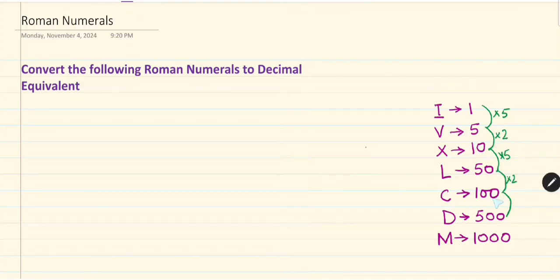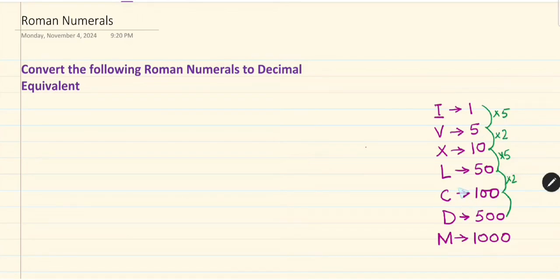But then we have 100, which is represented by the symbol C. So 50 times 2 is 100. So as you see over here, the values are increasing in alternate multiples of 5 and 2.